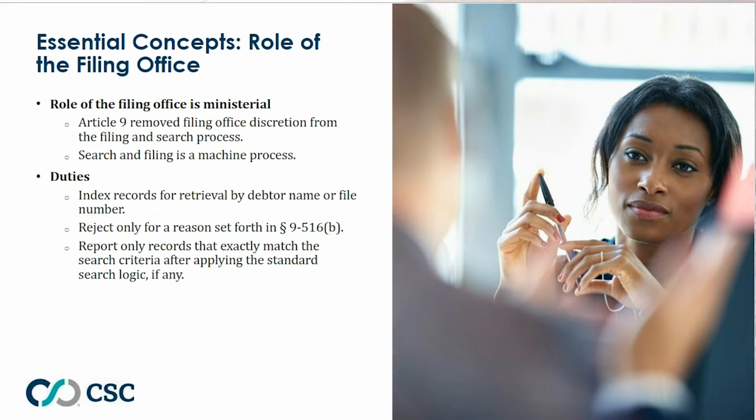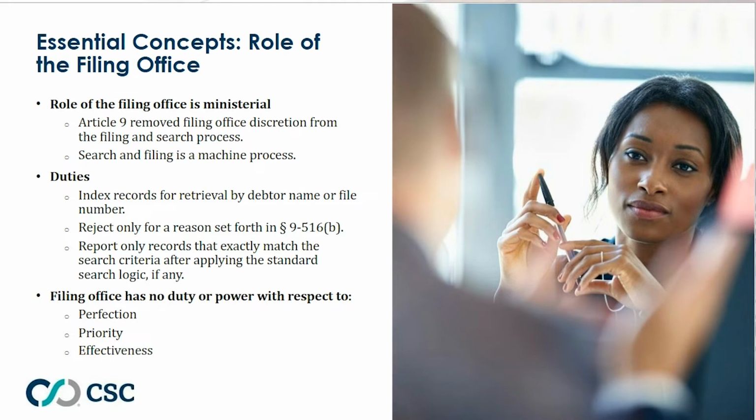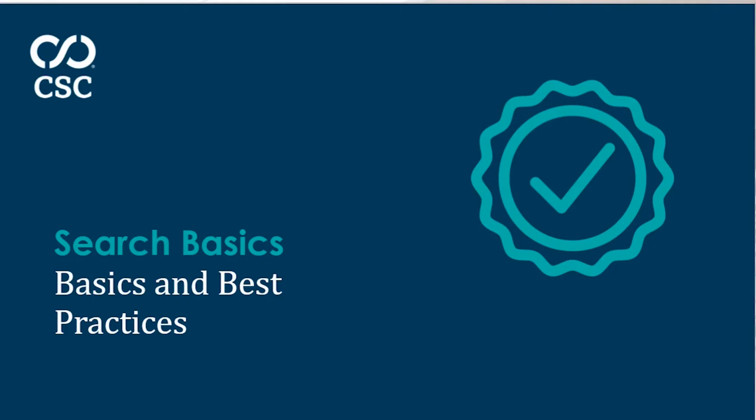The filing office has no duty or power with respect to perfection. They don't determine that. That's determined outside of the system. Or priority, again, that's determined outside of the system. Or the effectiveness of the liens, again, those concepts are outside of the notice system that the UCC system represents. So now we'll talk about search basics and best practices, and I'll turn it over to Jason Welch, who'll take you through that.